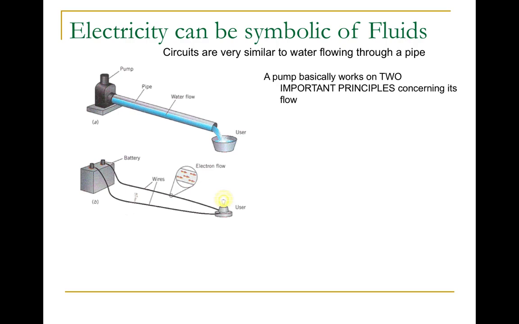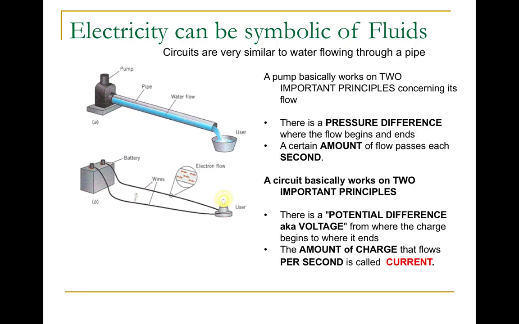The other thing we did talk about was how electricity is symbolic of fluids. So for some people, thinking about the flow of water helps them think about the flow of current, that electricity. So again, if you're thinking about this as water, the pressure difference is similar to the potential difference in a circuit, and the amount of water that flows past a certain point in a second is similar to the amount of charge that flows past a certain point in a second, which we refer to as the current.